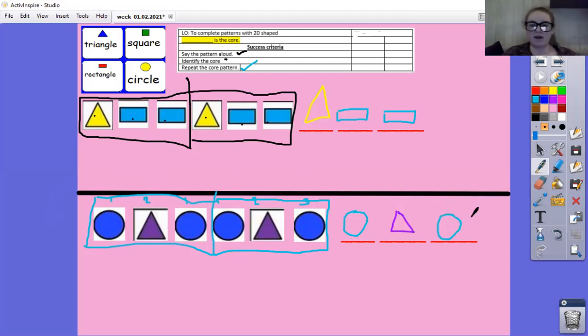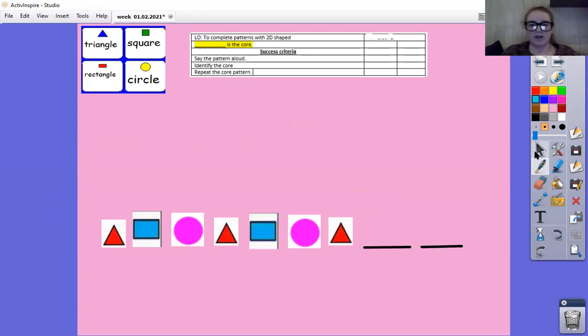Brilliant. If you got that at home, give yourselves a big tick and a pat on the back. Great job. Okay, let's have a look here. Oh, this one looks a little bit complicated. So here we've got red triangle, blue square, pink circle. Red triangle, blue square, pink circle. Red triangle. Oh, and then it stops. Okay, so first of all, we set the pattern. Now we need to identify the core.